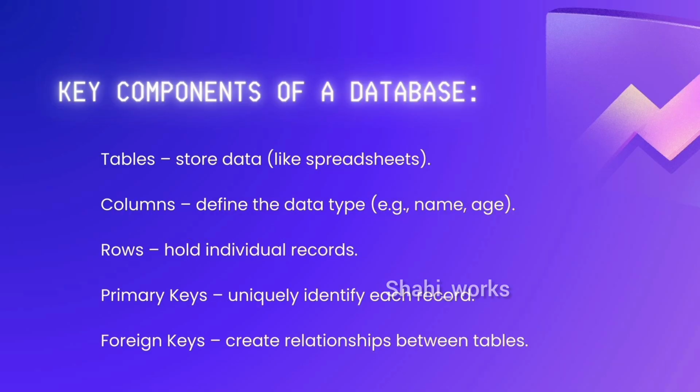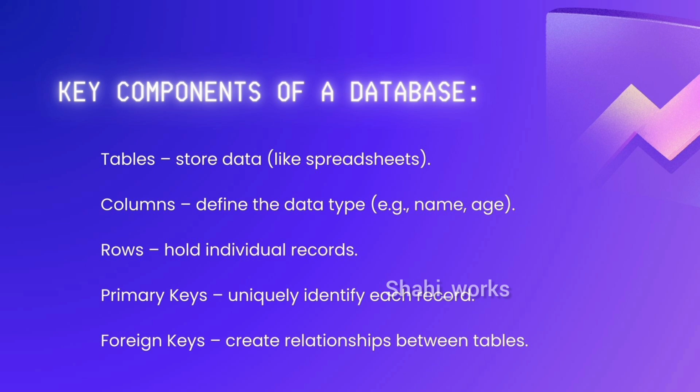Next, let us see the key components of the database. Some of the key components include tables, columns, rows, primary keys and foreign keys. Tables help us store data like a spreadsheet. Columns help us define the data type, which can be integer, varchar, etc. Rows hold individual records. Most importantly, know the difference between primary key and foreign key.